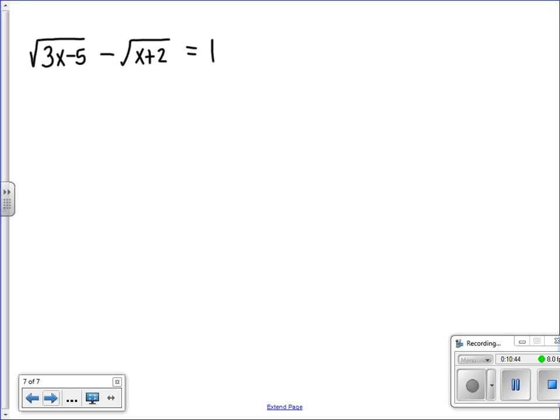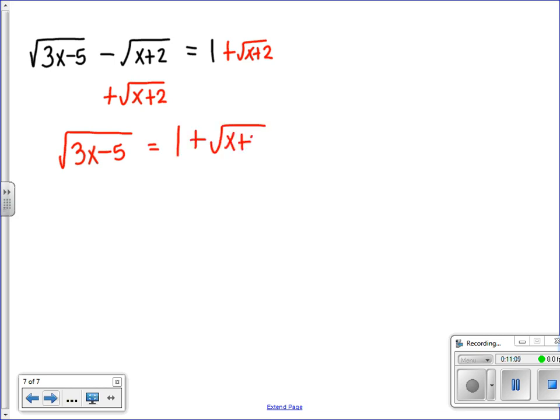So I'm going to isolate one of them. Square it. Deal with the mess. And then square it again. Okay? Here's what I'm talking about. Since that's being subtracted, it's going to be really easy just to do this. So I'm going to have 3x minus 5 equals 1 plus the square root of x plus 2. That's what I have, right?